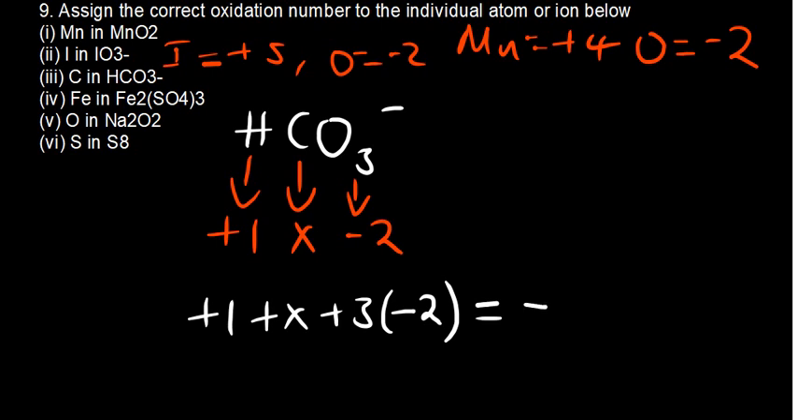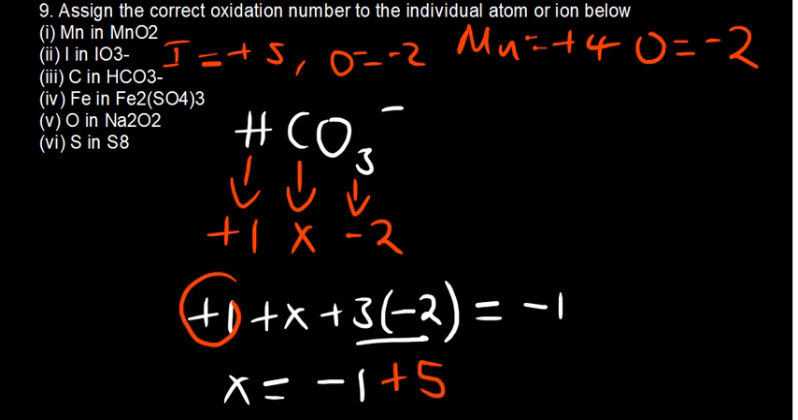A negative 1. So our x is going to be, we have a negative 1 on the left. 3 multiplied by negative 2 is a minus 6. A minus 6 plus a 1 is going to be what? A minus 5. If it goes to the other side, it will be a positive 5, which is going to be a positive 4. So for carbon, it's a positive 4 in this compound.